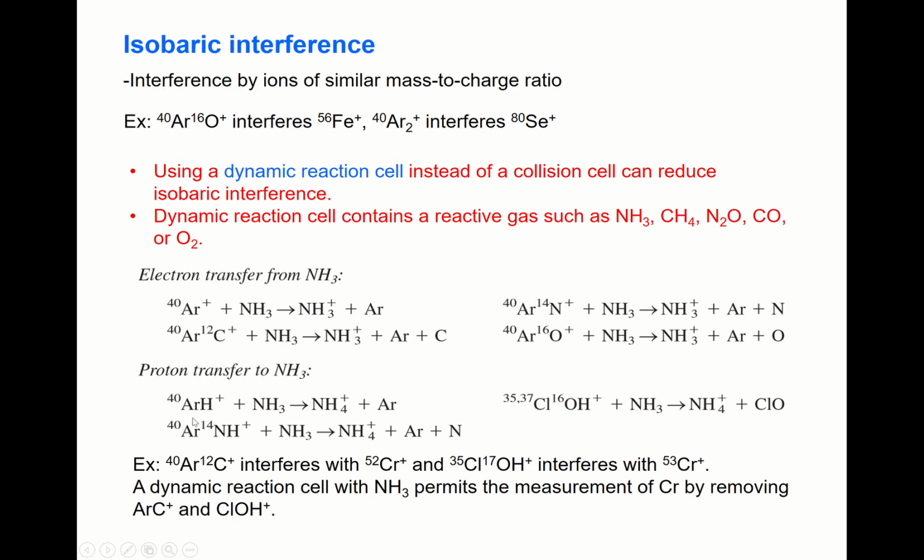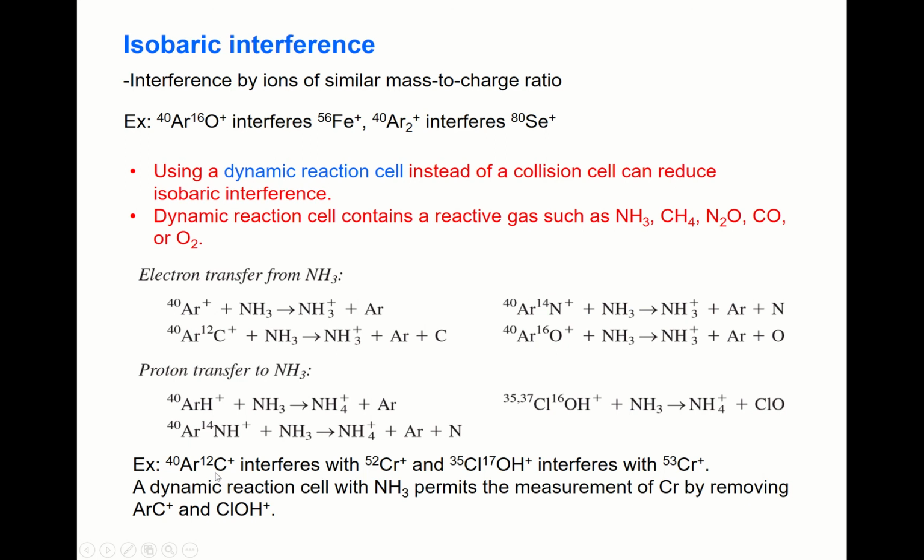Look at this argon hydrogen molecular ion. This proton is transferred from here to there, so as a result, an ammonium ion is formed. Likewise, this argon nitrogen hydrogen ion: proton transfer. And this one, chlorine hydroxide ion: now the proton is transferred to the ammonia molecule. As a result, it produces a neutral species.